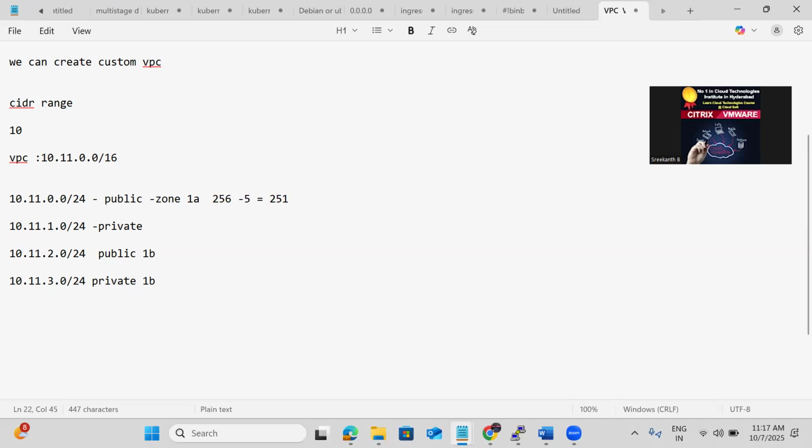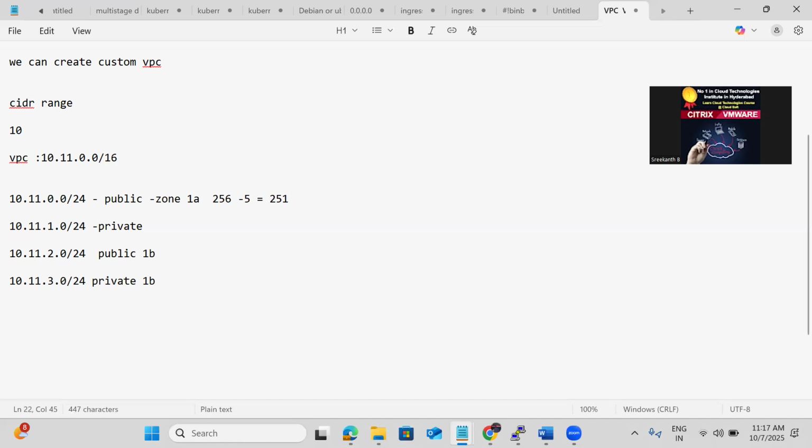So why are we getting 251 IPs? Because 5 IPs are reserved by AWS. Why they reserve them we'll discuss. Technically, what is the risk with this kind of /24?